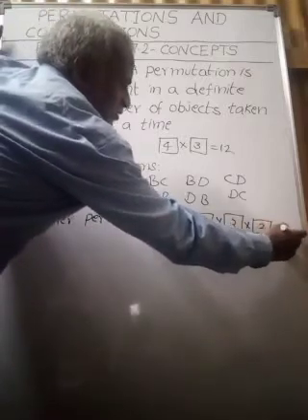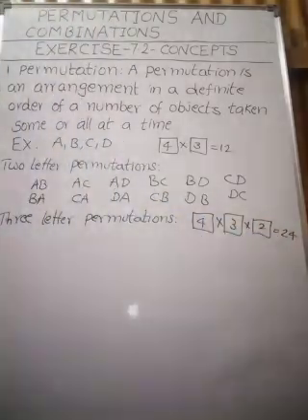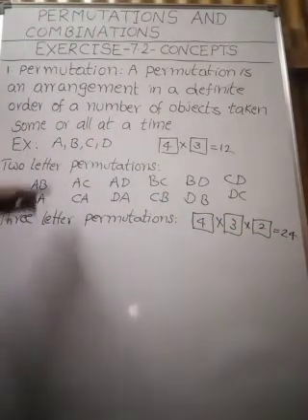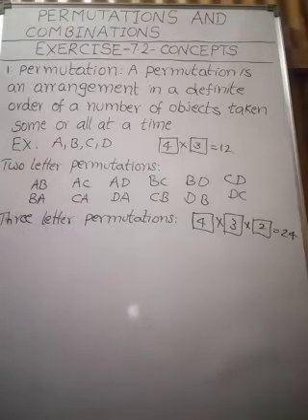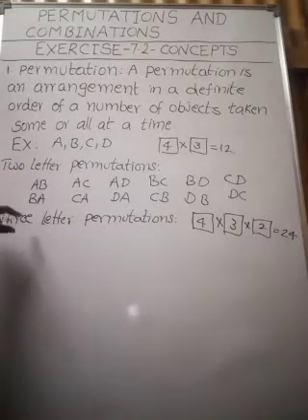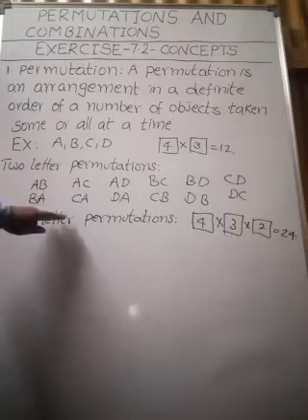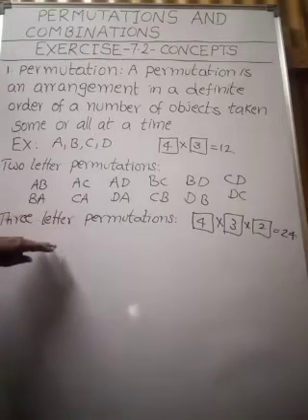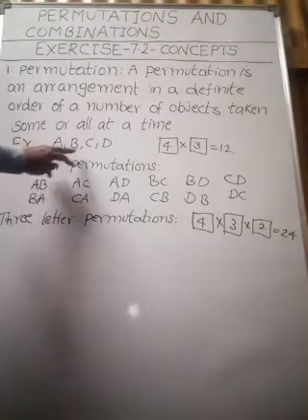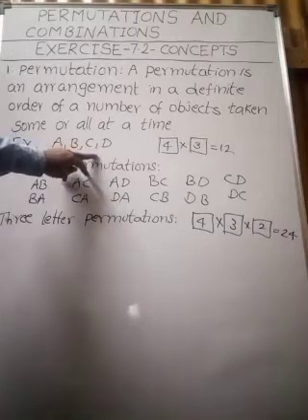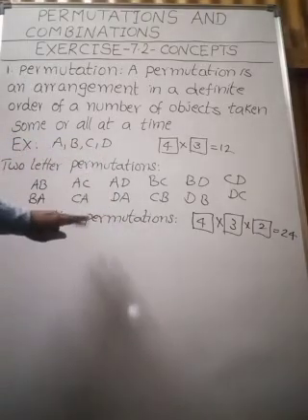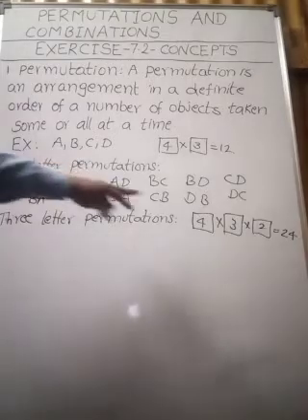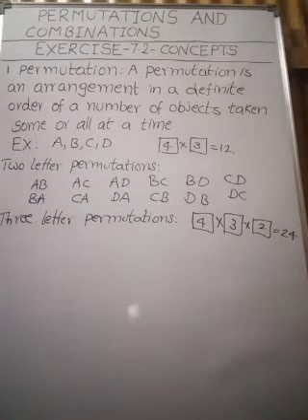How many? 24. So 24 words can be formed, 24 permutations. We get 24 permutations by using the 4 letters. How many 3-letter permutations are formed? 24. Okay, my children, understood?